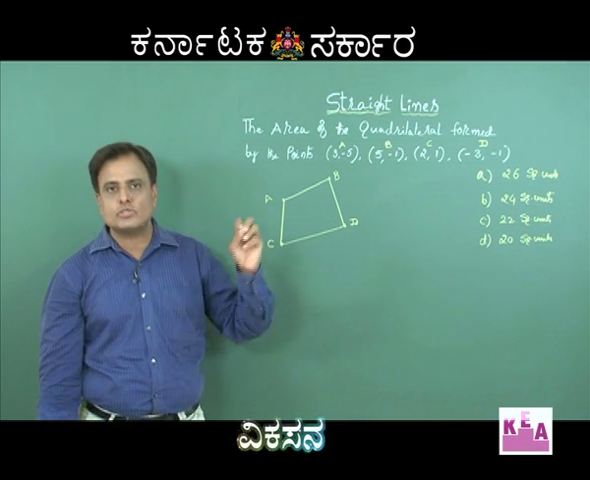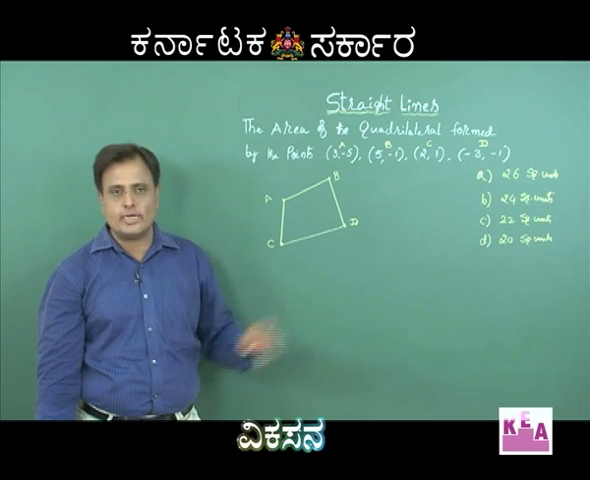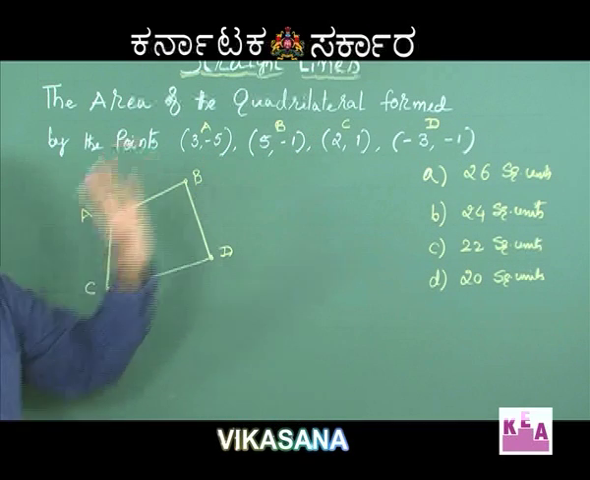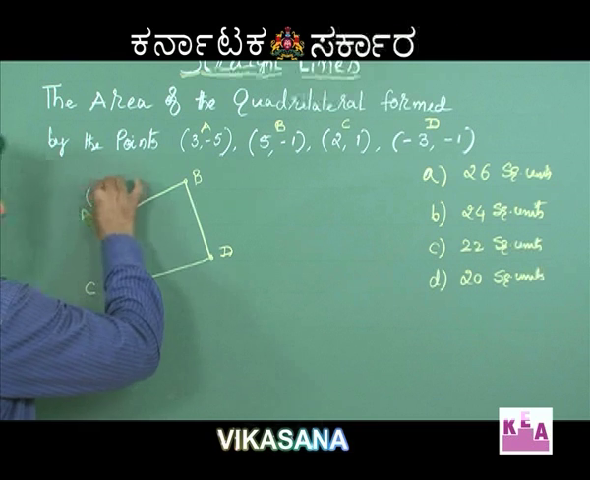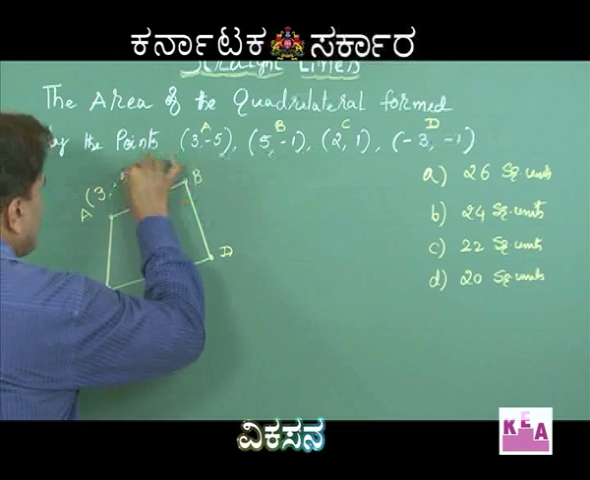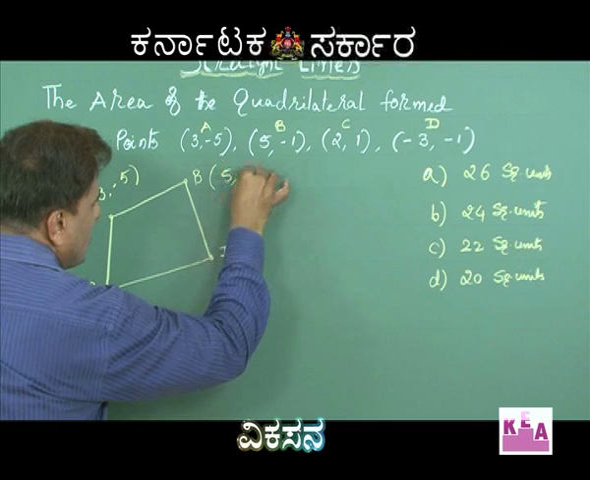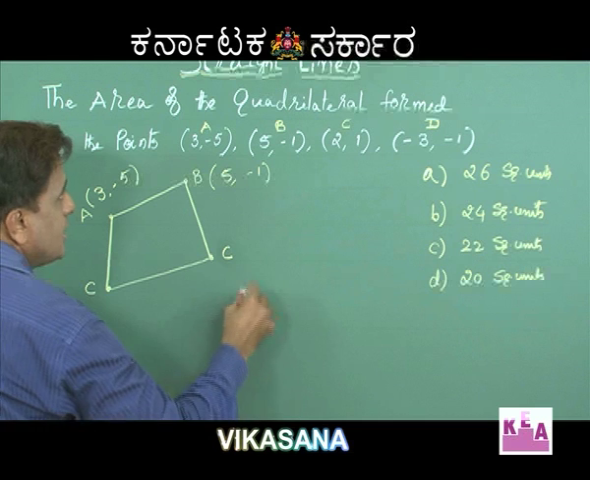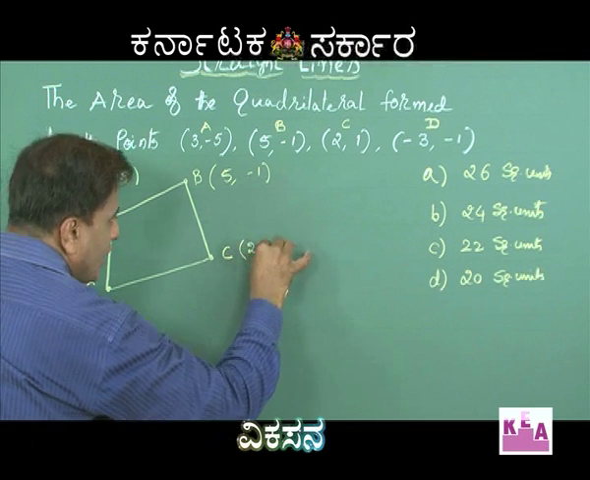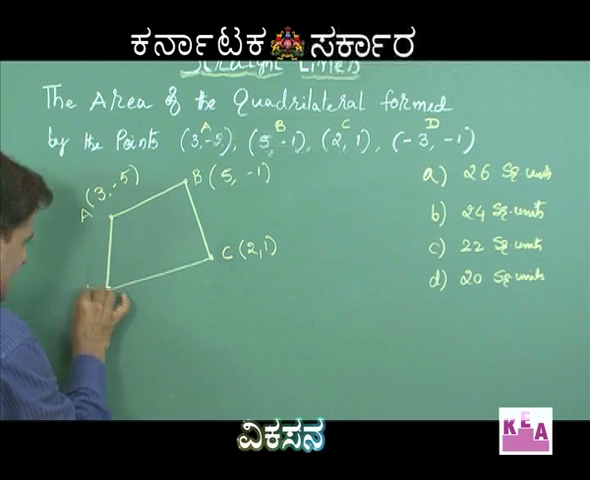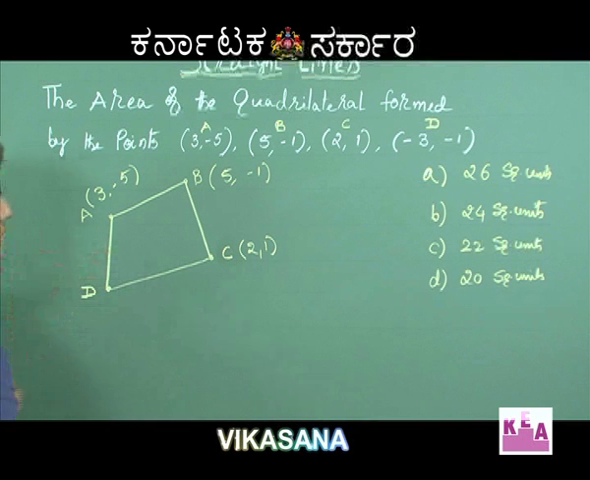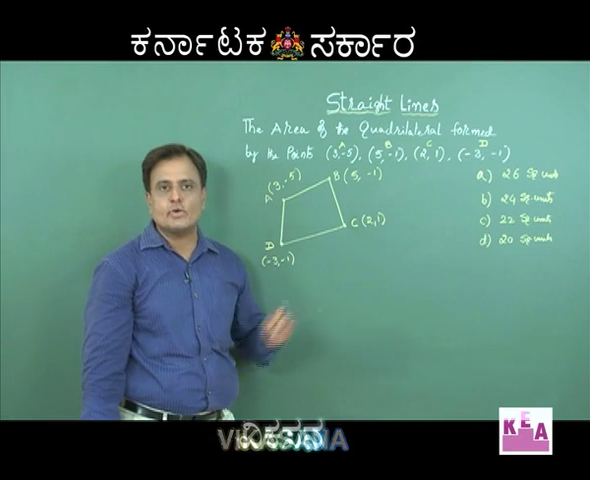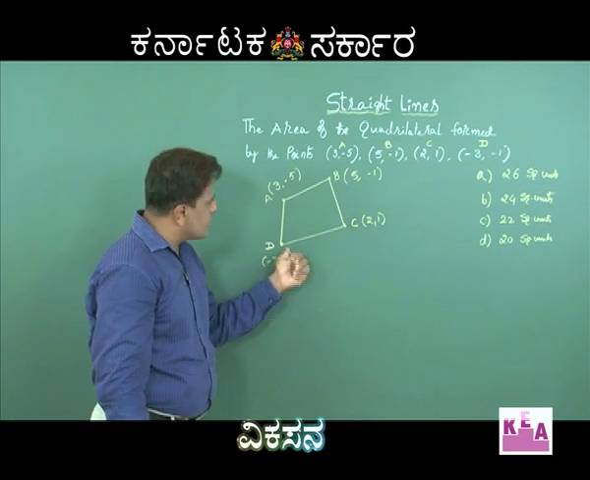Again, I am going to give you a small trick and technique to find out the area of a quadrilateral. Dear students, observe this. I have taken the given points as A, B, C, D. Here A is (3, -5) and B is (5, -1) and this one we will take as C, and C is (2, 1) and this is the point D, and D is (-3, -1). See that the vertices of the quadrilateral are A, B, C, D.